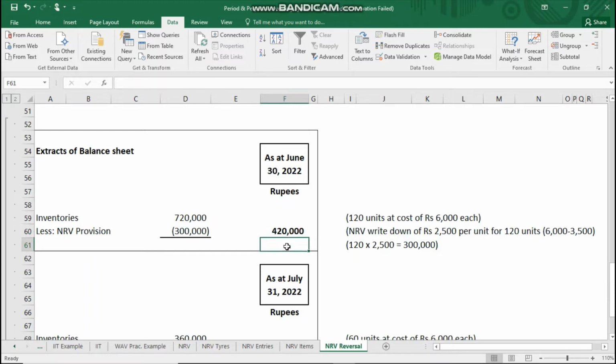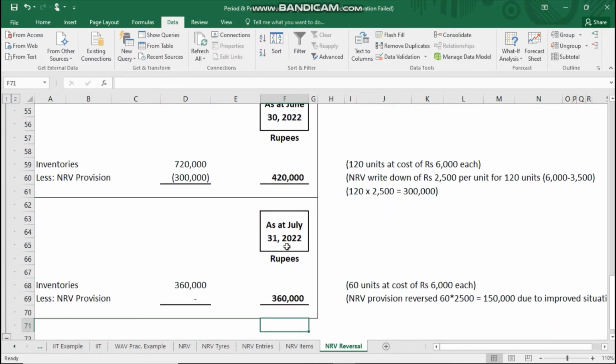Now moving to July. On July 31st, my inventory was only 60 units remaining, and the situation was that my NRV is exceeding my cost. So I need to value my inventory at cost, because cost is lower. So 60 tires into 6,000 gives me 360,000, and this is the amount at which I will report my inventories as of 31st July 2022.